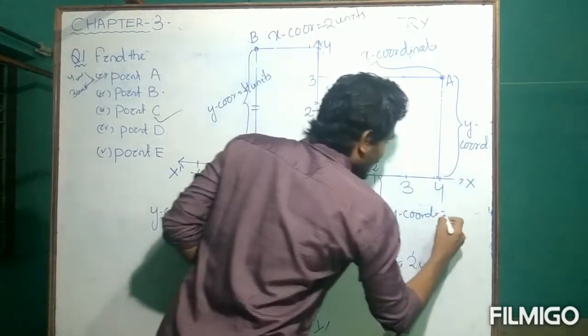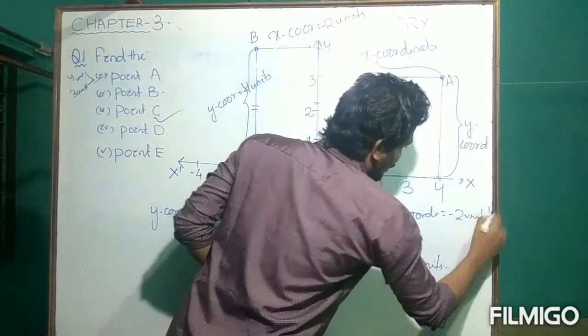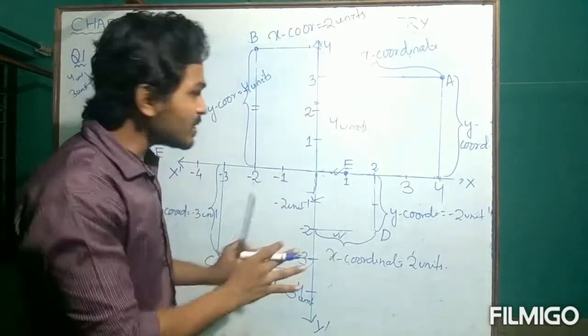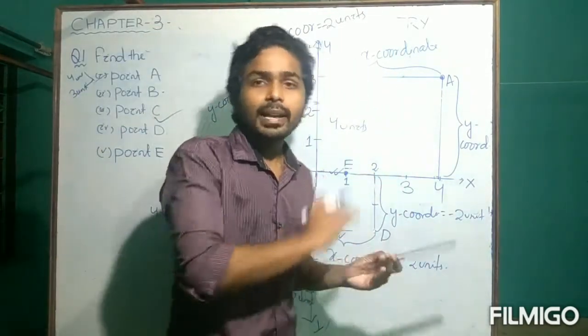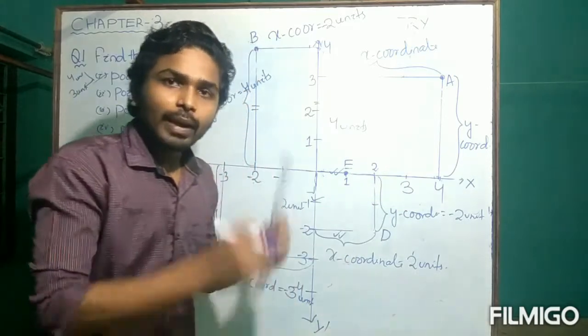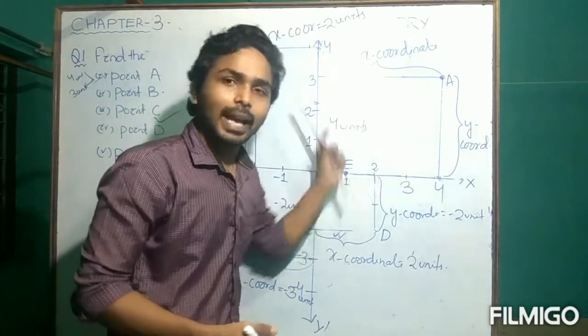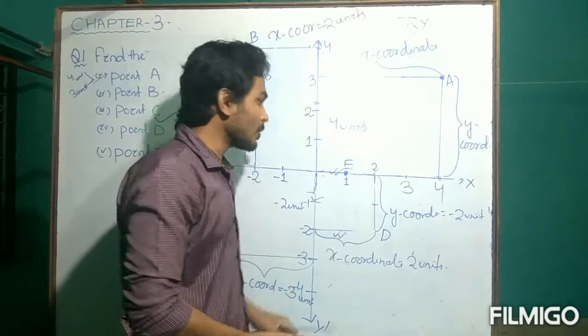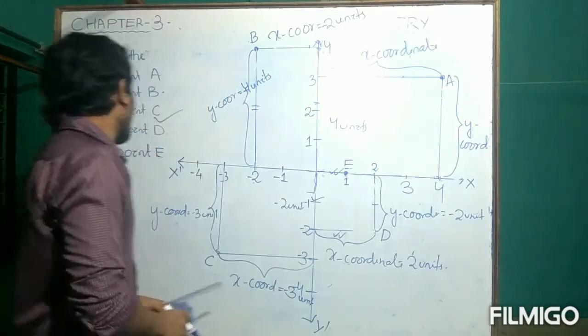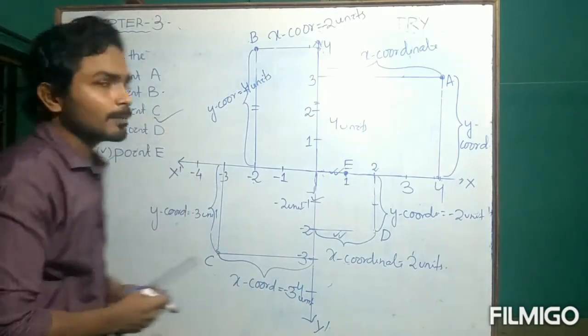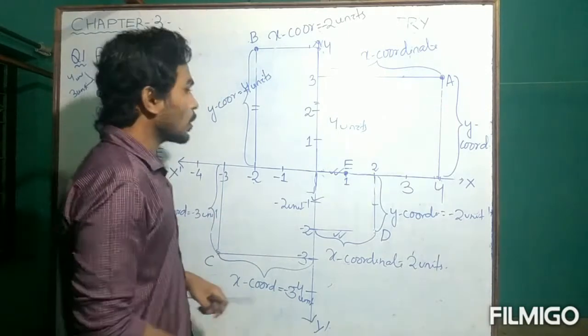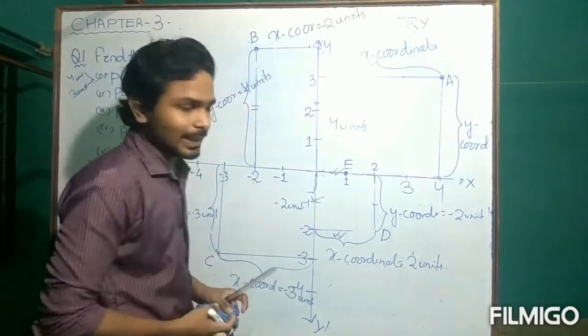So the y coordinate is minus 2 units. Understood? In this way you can find out the x as well as the y coordinate of any point represented on any xy plane or Cartesian coordinate system. Clear? Now finally we are going to calculate the coordinate of the point E.